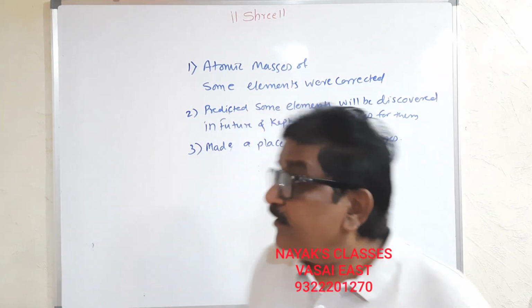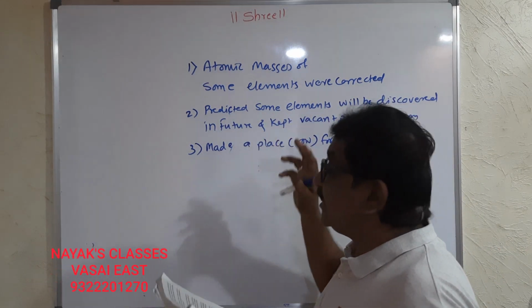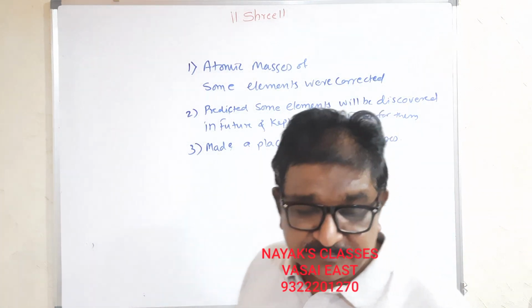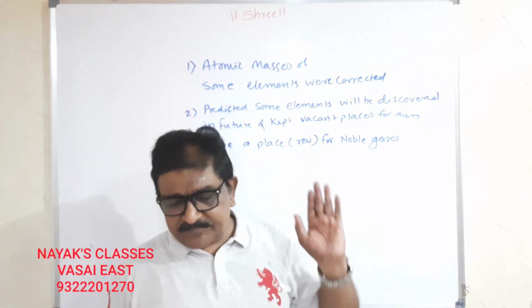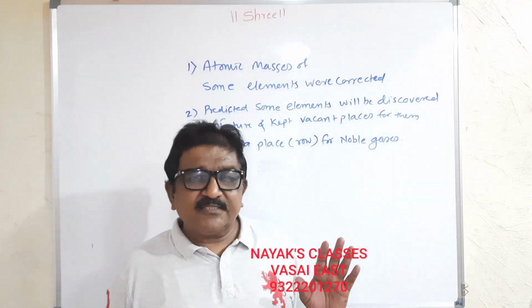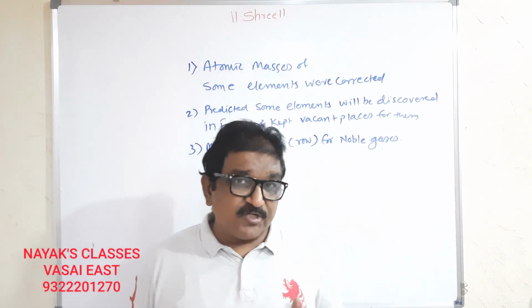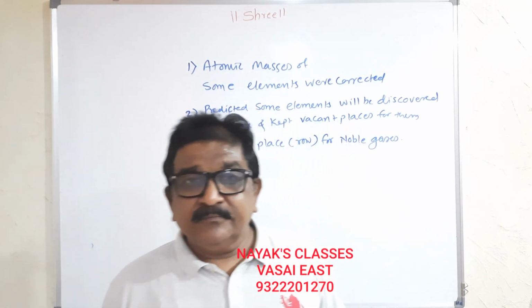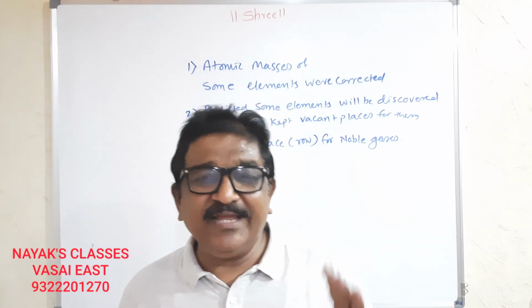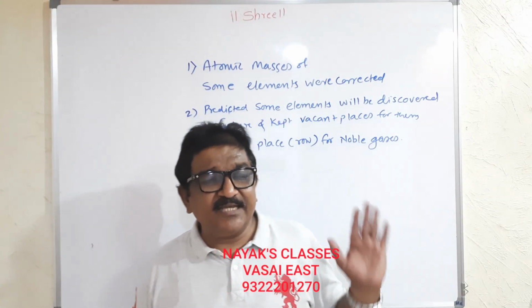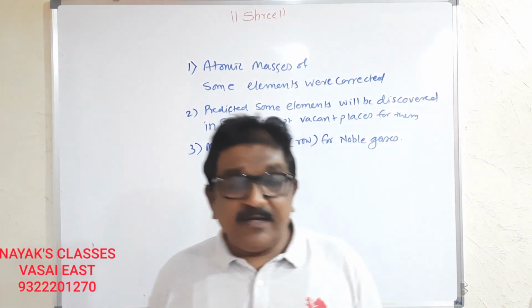Second is, Mendeleev predicted some elements would be discovered in future and kept vacant places for them. He said 63 elements are not the end of the world. New elements will be discovered in future. Not me, it is Mendeleev. He had kept some vacant places in his periodic table.